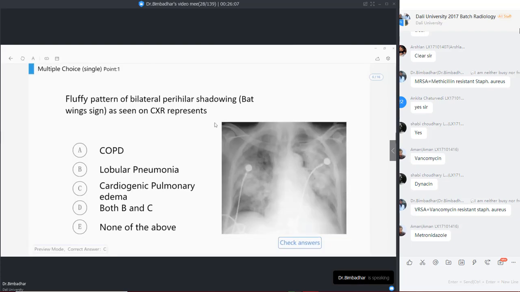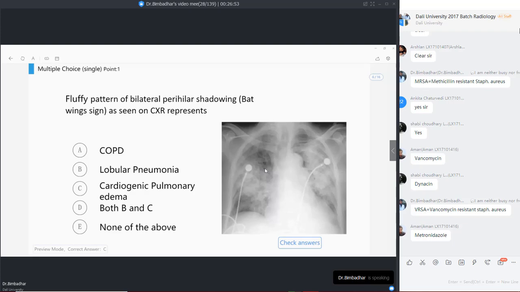Okay, the next question. You see here the same thing we asked in the first question itself. Fluffy pattern of bilateral perihilar shadowing, hazy pattern, distributed from the center to the periphery, which looks like bat wings. It is nothing but the same question, but a different interpretation. So which will be happening because of cardiogenic pulmonary edema? Do not ever forget this answer here. Bat wings appearance is always, always a classical feature of cardiogenic pulmonary edema.